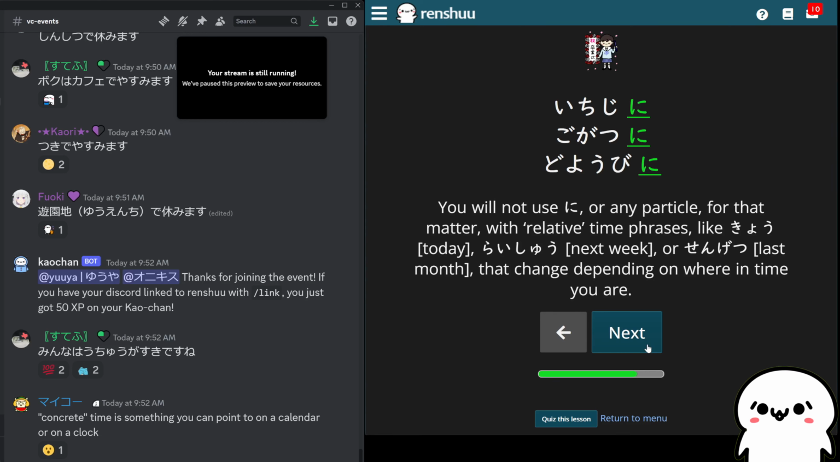Raishu, next week, again, there's a different Raishu every week. It keeps changing. So you can't circle Raishu on the calendar and then next week say, oh yeah, look at Raishu. That doesn't work. Same with last month or next month. So these relative phrases, in 20 minutes, tomorrow, yesterday, 5 years ago, next year, you cannot use ni with those. It's only for these concrete ones that refer to a specific point in time.